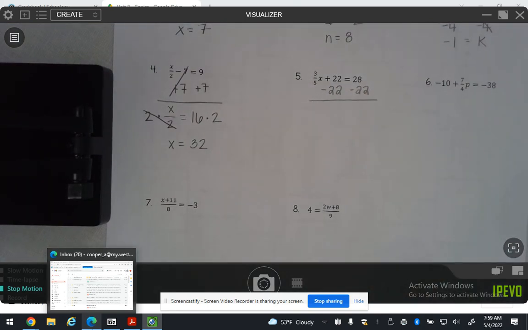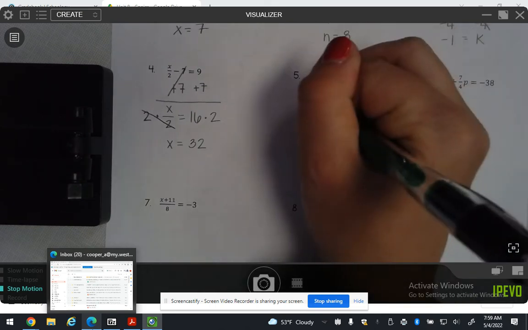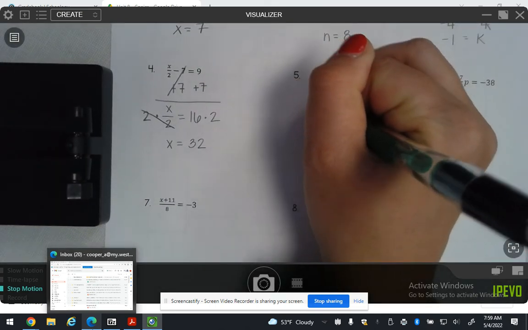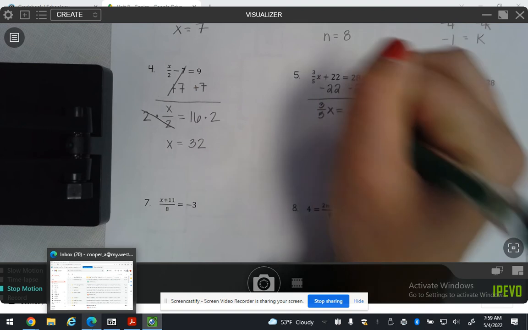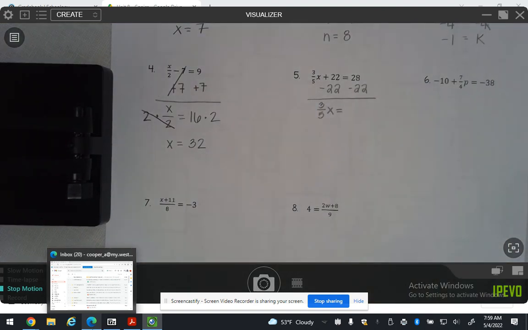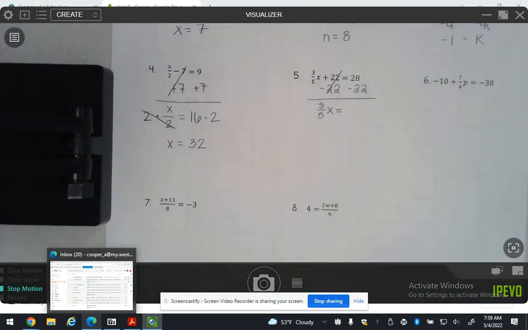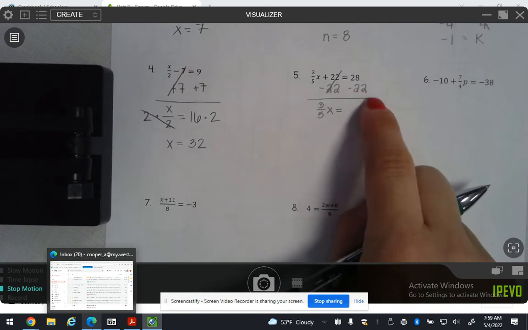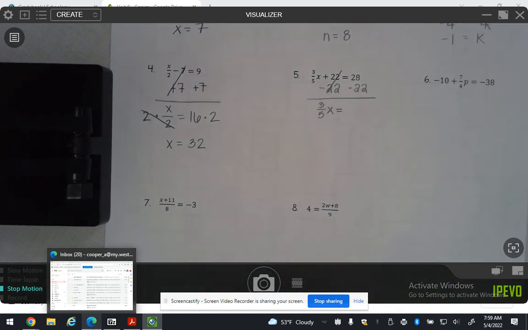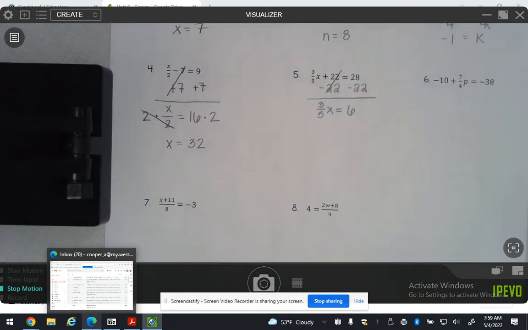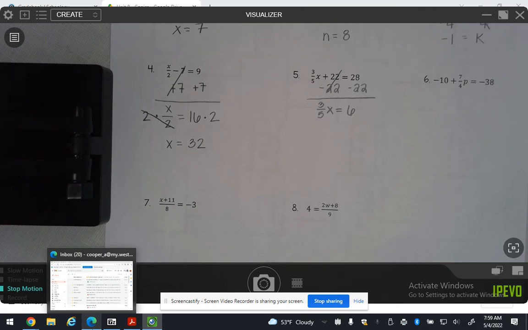What do I do with the 3/5 X? Bring it down. What happens with the 22s? They cancel. And then 28 minus 22 is 6. Now, how many numbers are still attached to my X? There's 2, right? 3 and 5.